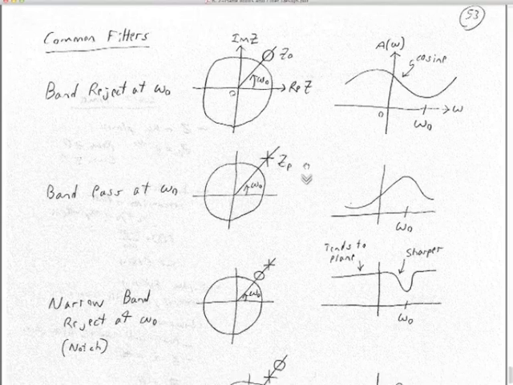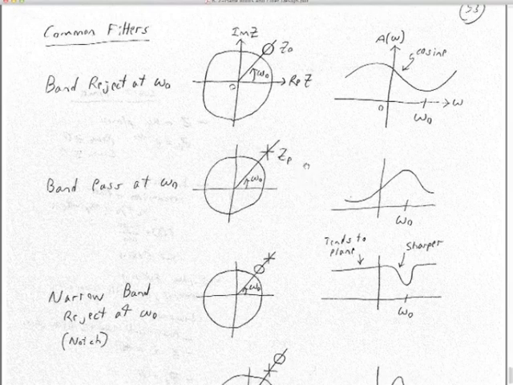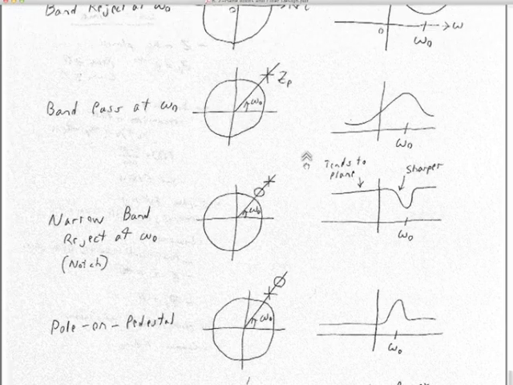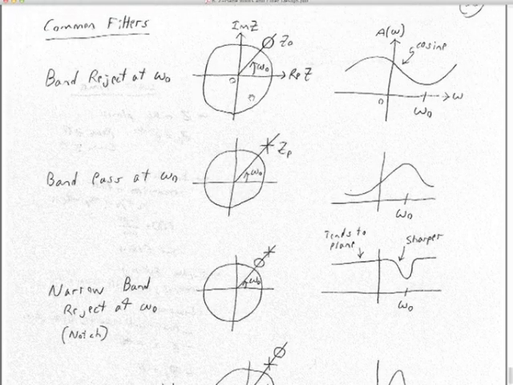So now here's some common filters that you can compose. And watch out, I'm not showing any of the conjugate poles or zeros, but they better be there. Okay. But if you just look at the one zero or the one pole, then you'll get the amplitude response that's over here.